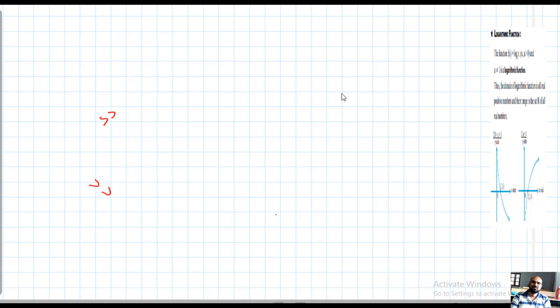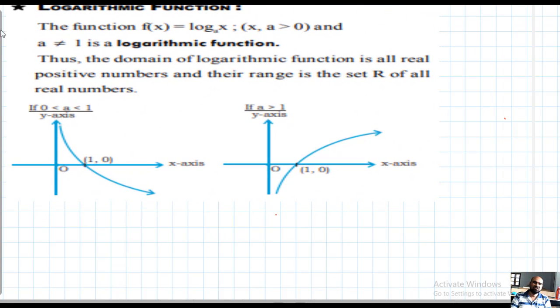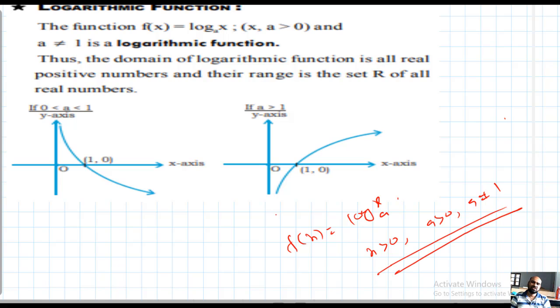Next, logarithmic functions. Students, here also everything has been discussed. f of x equal to logarithm of x to the base a, where x should be greater than 0, a should be greater than 0, and a not equal to 1. Under this condition, this function is called a logarithmic function. So the domain: x is open 0 to infinity is the domain of the logarithmic function. The range is all real numbers.